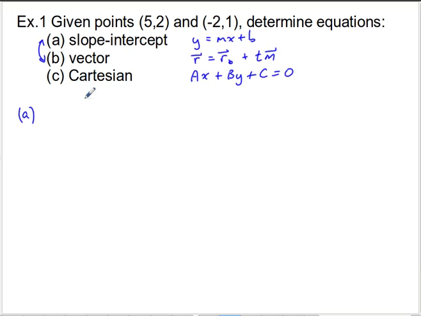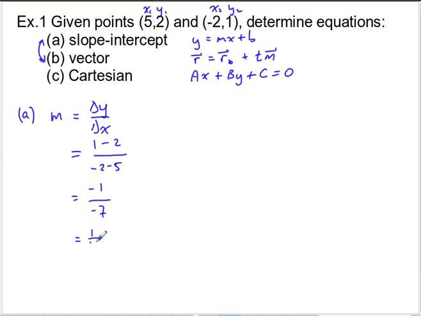So as far as slope-intercept form, the first thing I need is my slope, which is my change in y over my change in x. So I'm just going to use these in the order they're provided. So I'm going to call that x1, y1, x2, y2. So my delta y is going to be y2 minus y1. So that's going to be 1 minus 2 over x2 minus x1, which is negative 2 minus 5. And from that, we actually end up with negative 1 over negative 7, or 1 over 7.